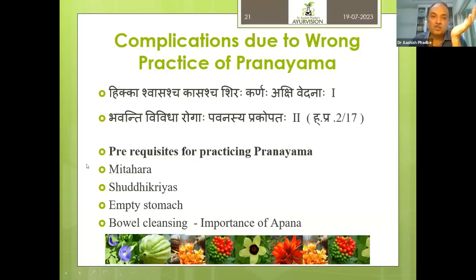Bhavanti vividha roga pavanasya: various types of vata disorders can happen if you do this pranayama practice in a wrong way. It should be done with mitahara, after shuddhi kriyas, on an empty stomach, not on a full stomach, and the bowel has to be cleansed before you do this practice. Because if a person is constipated, then the gati of apana, which is going down, is obstructed, and that can create problems in your practice of pranayam, or the benefits can differ. So that needs to be understood.